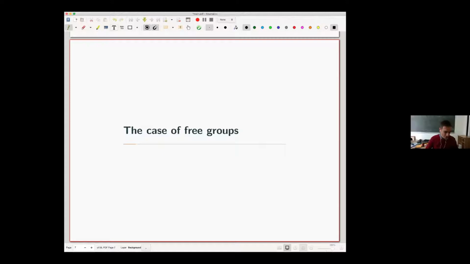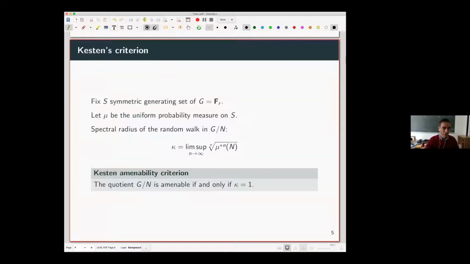Okay, so let's move to the case of free groups. First, I want to say a few words about Kesten's criterion for amenability. Something you may have heard, because this statement, equality of exponential growth rate gives you amenability, is very much an analog of the Kesten criterion in slightly different settings.